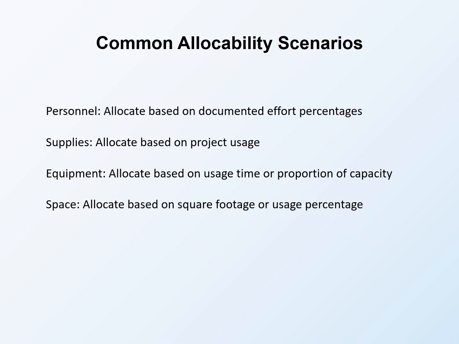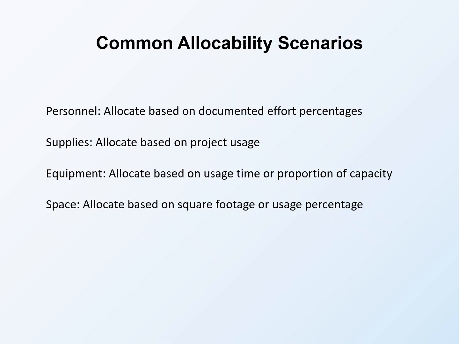Supplies are typically allocated based on project usage. If consumable supplies serve multiple projects, estimate the proportion used by each and allocate costs accordingly. For example, if lab supplies support 2 projects equally, each project should bear half the cost. Keep records of how you determined usage proportions. Equipment allocation depends on usage patterns.